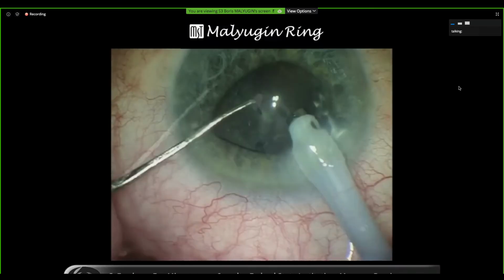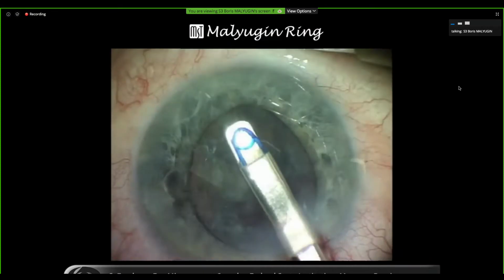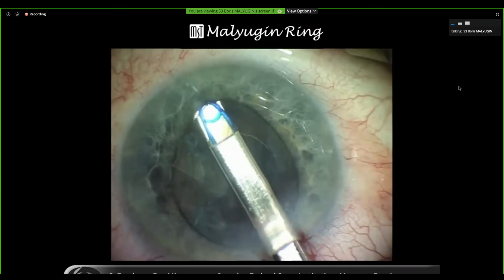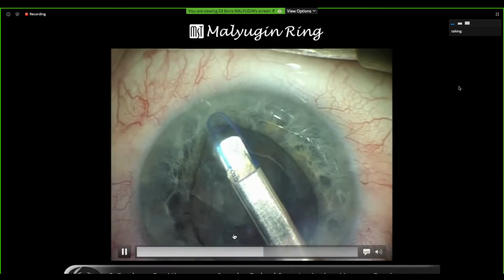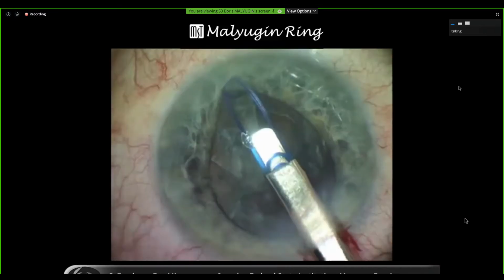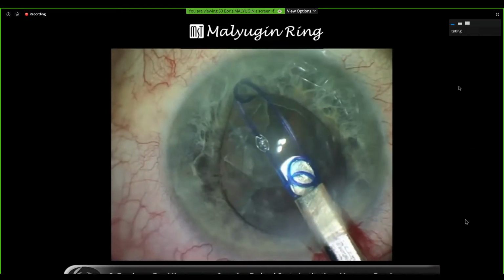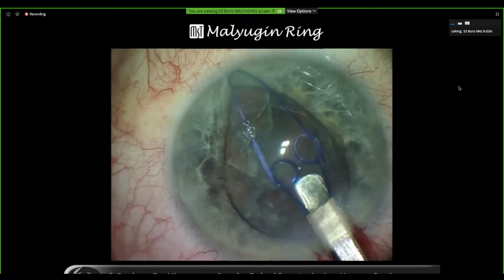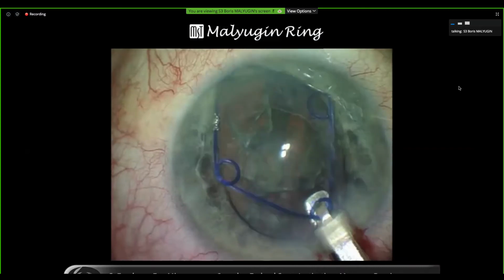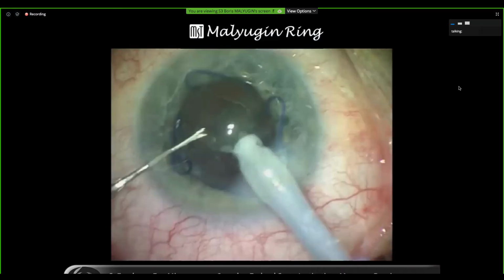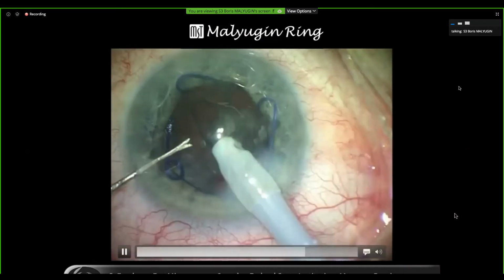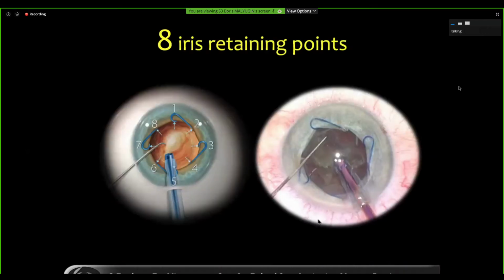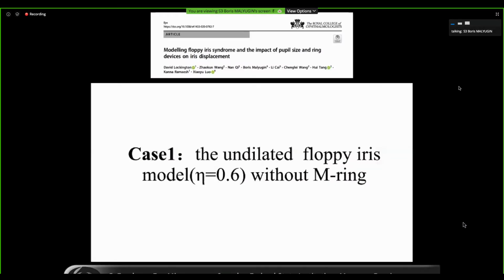And in that case, I was planning to use the pupil expansion ring, and as shown here, you see when I injected viscoelastic, again the pupil became quite big and quite wide. So it was quite typical for these eyes. That's why I like to use the bigger ring, which is 7 millimeter, rather than the smaller one. The iris retaining points, which are 8, shown here, help you to keep the iris in place.